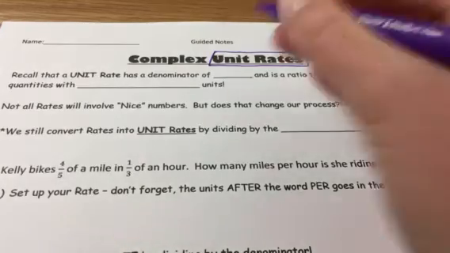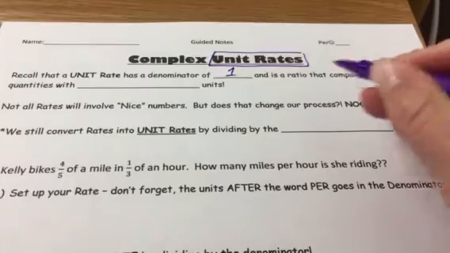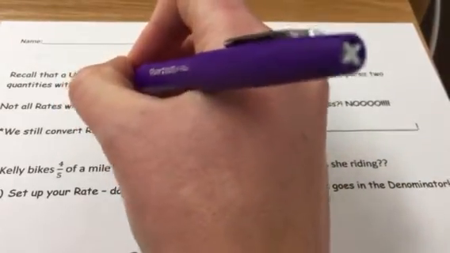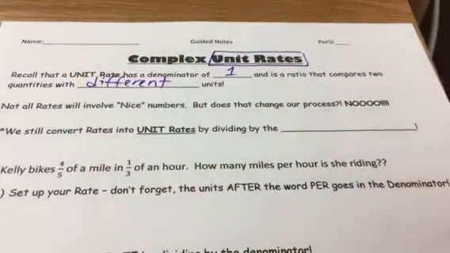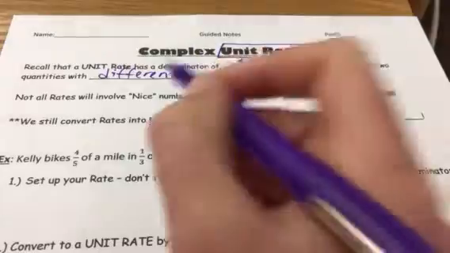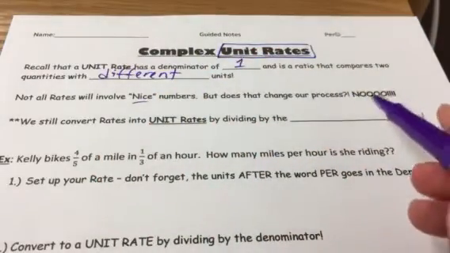So recall, a unit rate has a denominator of 1, and it's a ratio that compares quantities with two totally different units. Okay, they've got to have different units. Now remember, not all rates will have nice numbers. Does it change our process?